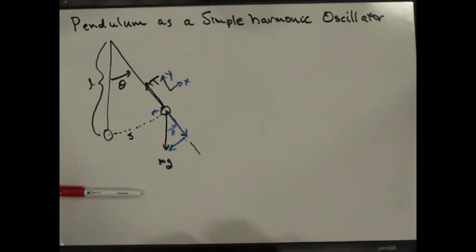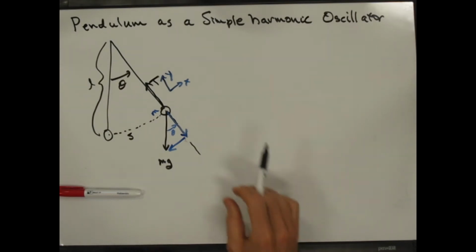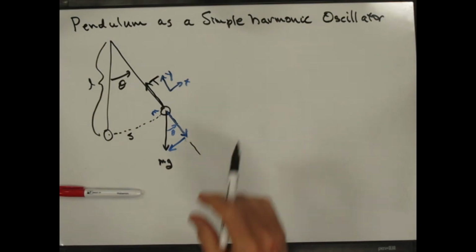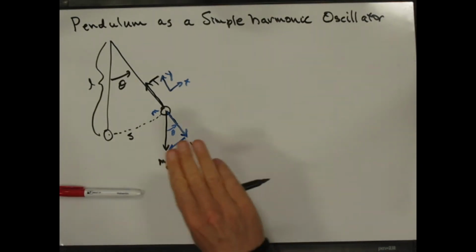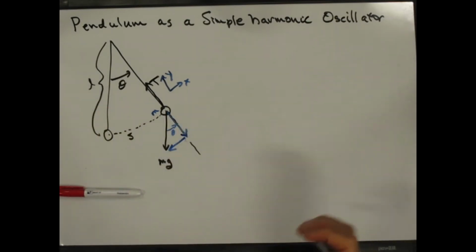So we're going to come back to the mass on a spring, but right now we're going to talk about the pendulum. The pendulum is a simple harmonic oscillator. If you pull out a pendulum and let it swing back and forth, it'll act like a simple harmonic oscillator. It'll swing to one side, and then to the other side, and back and forth.